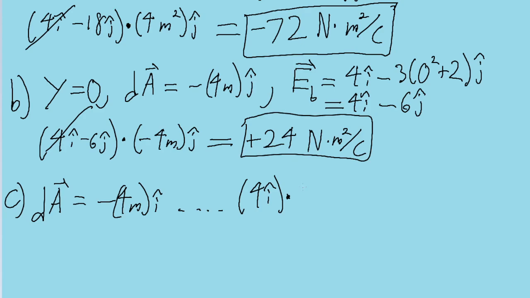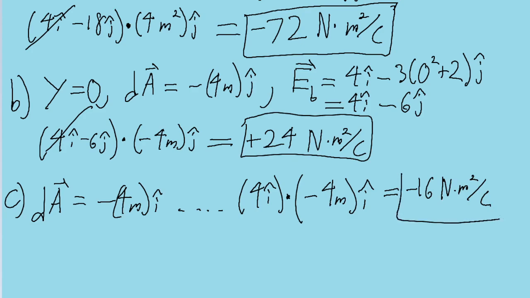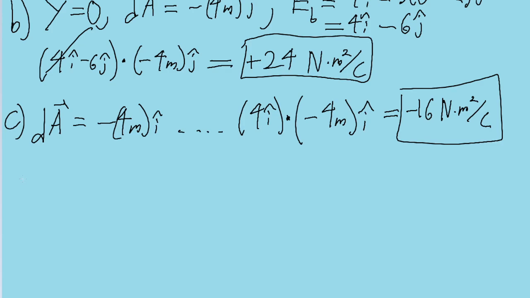from the electric field formula with negative 4i from the dA that we just discovered. So the flux in this case is negative 16 newton meters squared per coulomb. And that is the flux through the left face of the cube. Now part D asks about the flux through the back face of the cube.